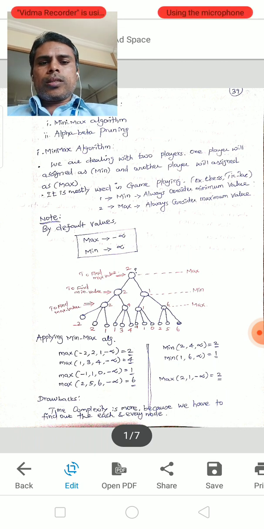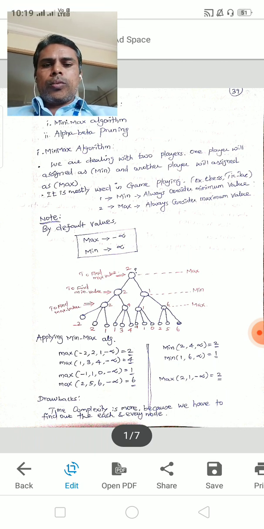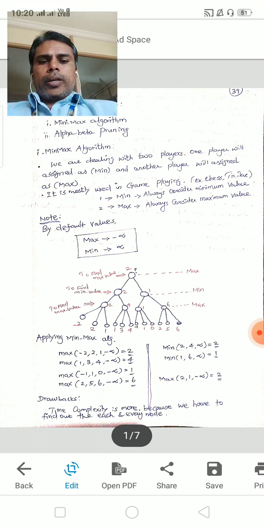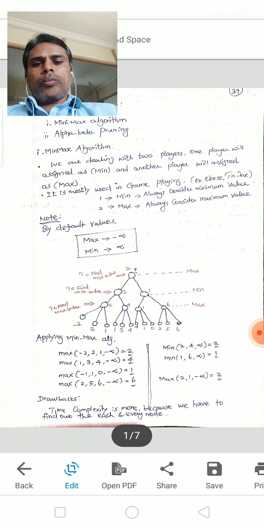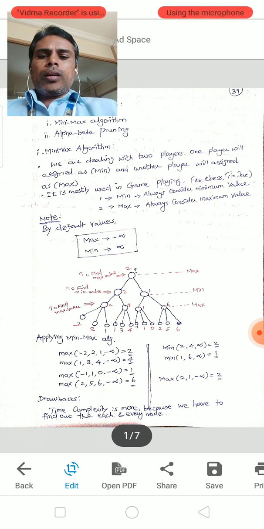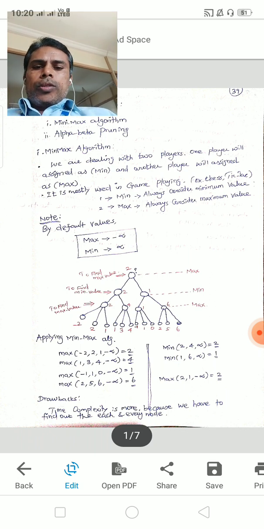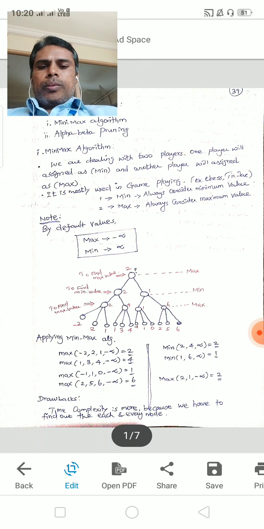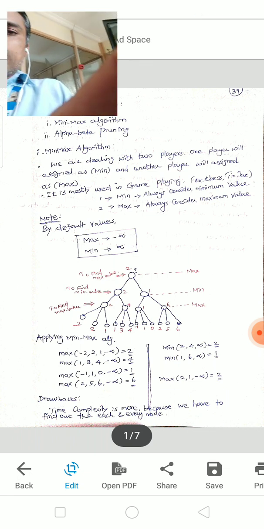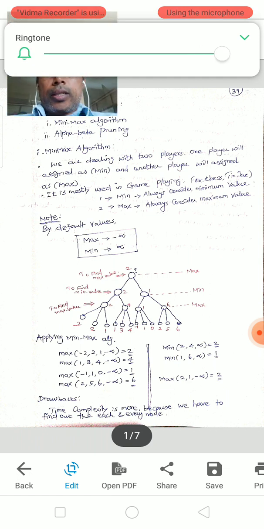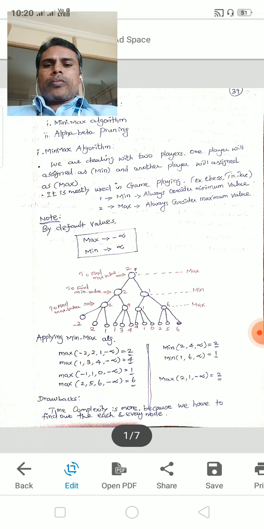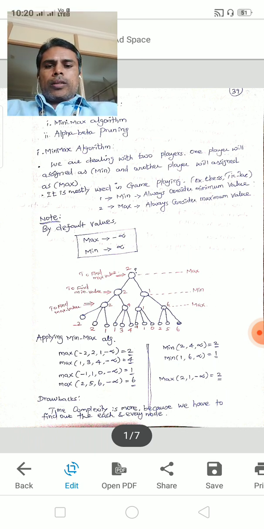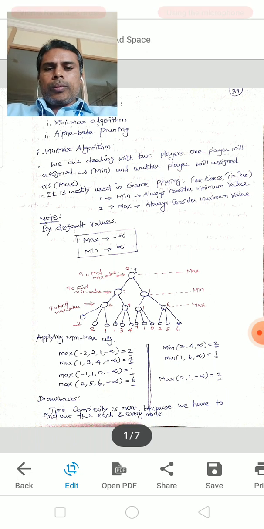You should always consider the minimum value. The second one is the maximum, which always considers the maximum value. So these are the two conditions available in the min-max algorithm. By default, maximum starts with a value of minus infinity, and minimum starts with a value of plus infinity. This is the main thing. So in the min-max algorithm, we are dealing with two players, one minimum and one maximum. This is the basic logic.